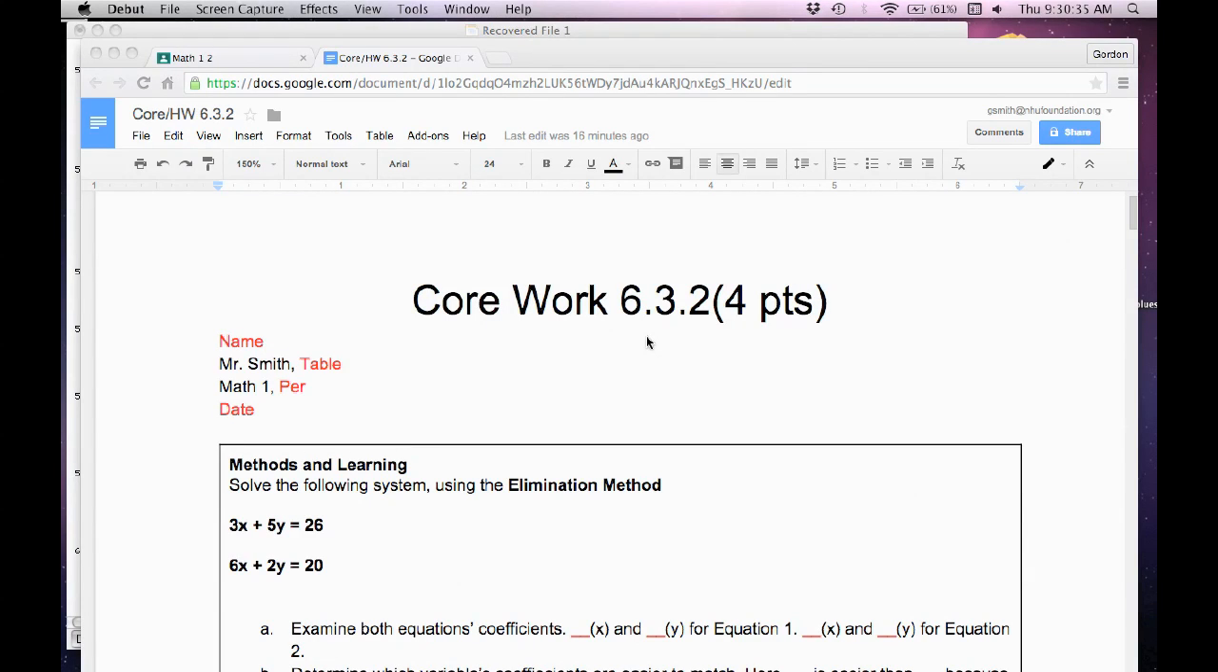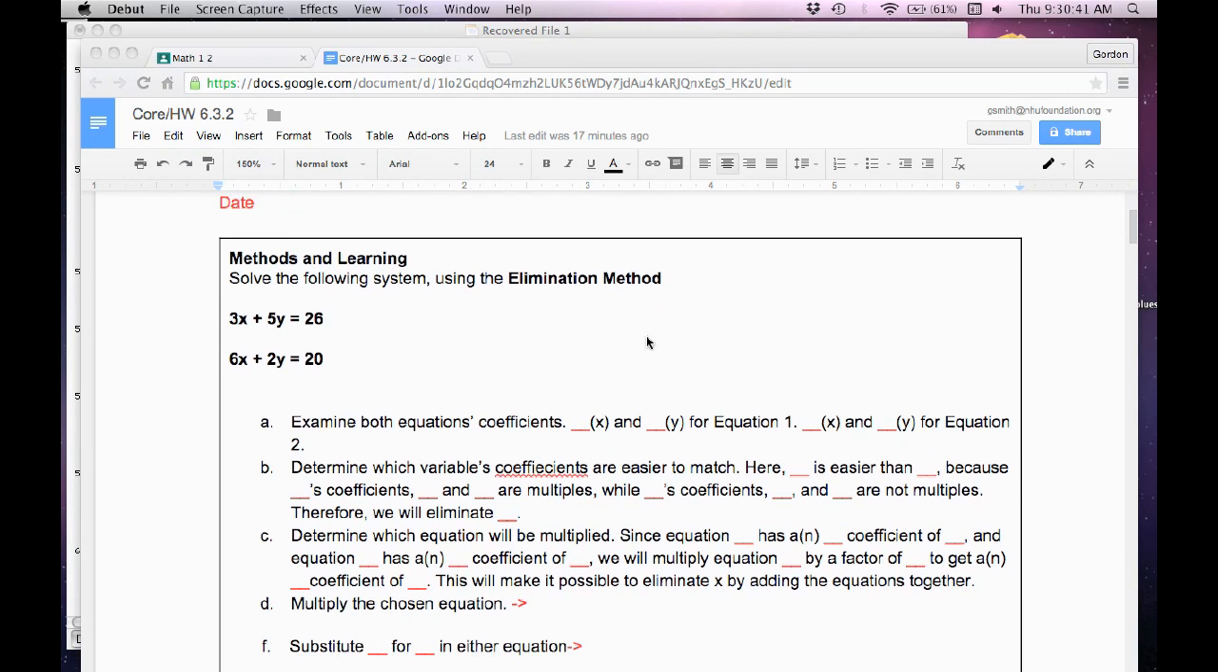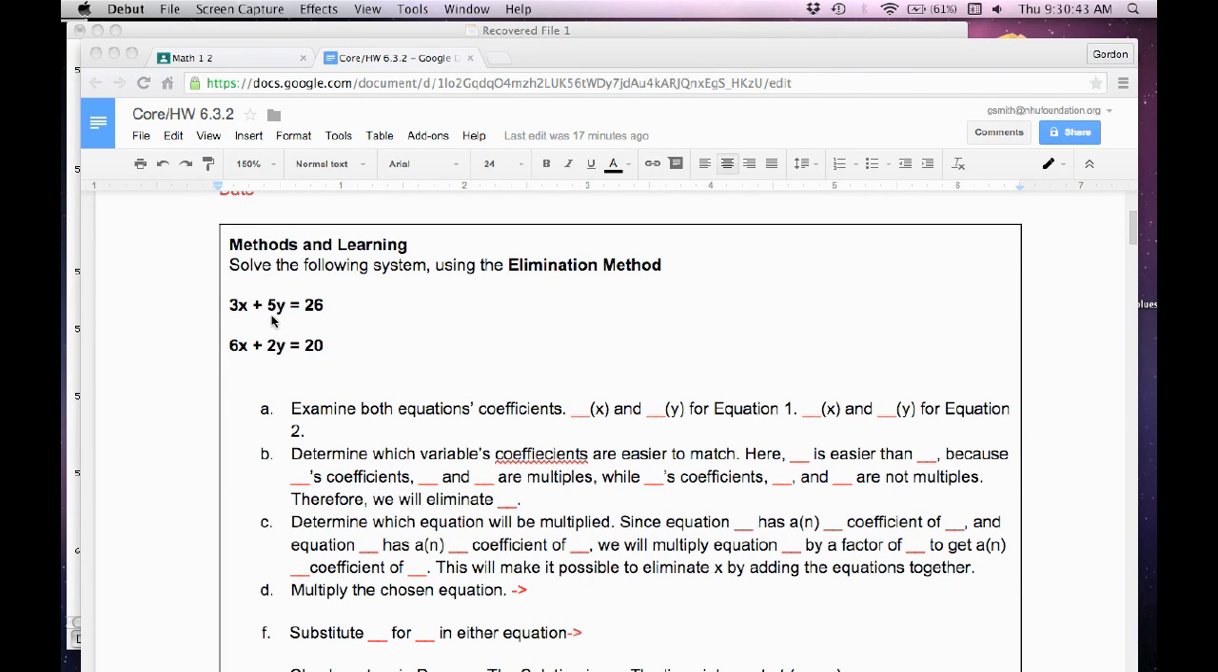Okay, we're going to look at 6.3.2 methods in learning. It says solve the following system using the elimination method. And we have 3x plus 5y equals 26 and 6x plus 2y equals 20. The key here is that we can't solve either equation unless we get rid of one of the variables. We either got to get rid of the x's or get rid of the y's.